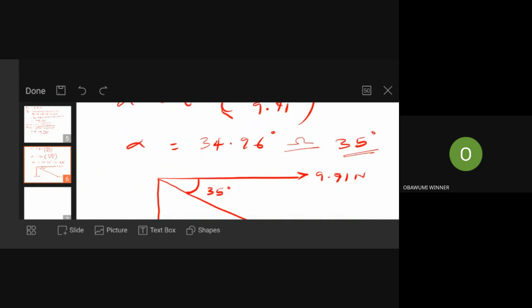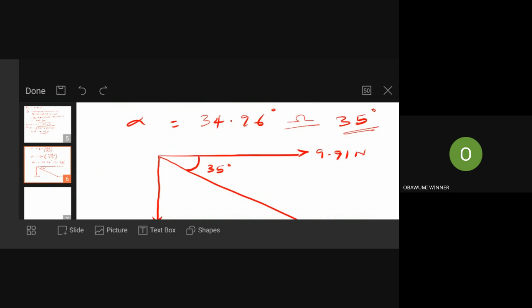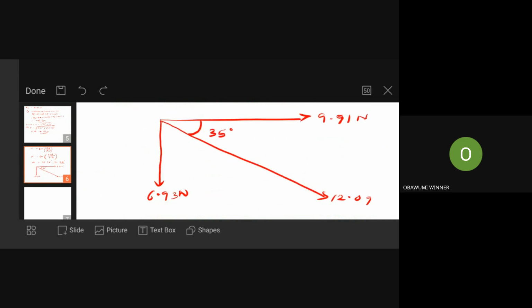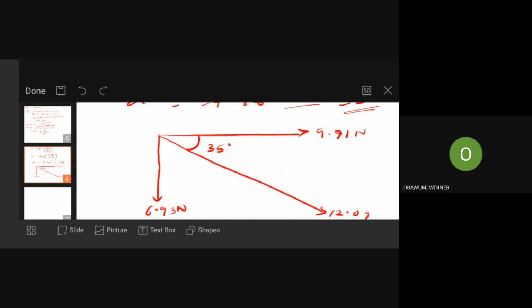That's why we have the tan inverse of 6.93 divided by 9.71, and we got 34.96, which is approximately 35 degrees. Then the next thing for us to do will just be to sketch the diagram according to scale. So everything you are sketching must be such that the longer vectors should take up the longer lines, and then vice versa, just like that. And that is that for resolution involving more than two vectors.